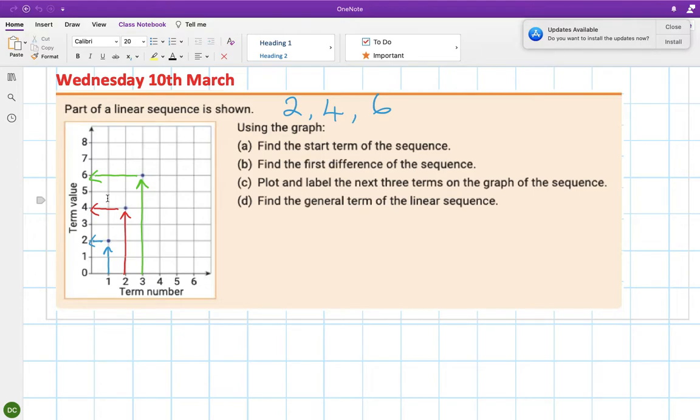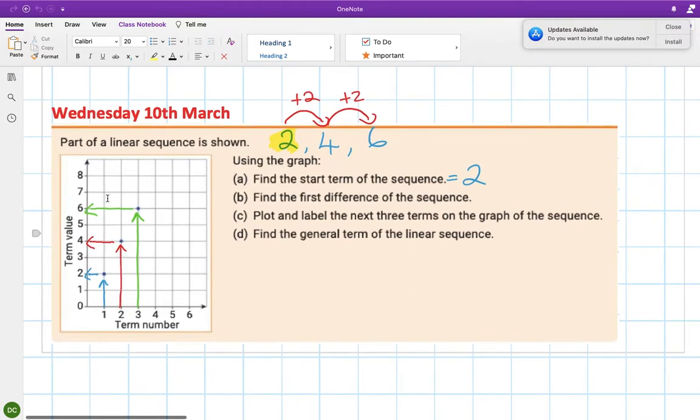Find the start term of the sequence. The start term of the sequence is the first term, which is 2. Find the first difference or the common difference. So that's how much it's jumping by. So to go from 2 to 4, that's going up by 2. 4 to 6 is going up by 2. So the common difference or the first difference is 2.